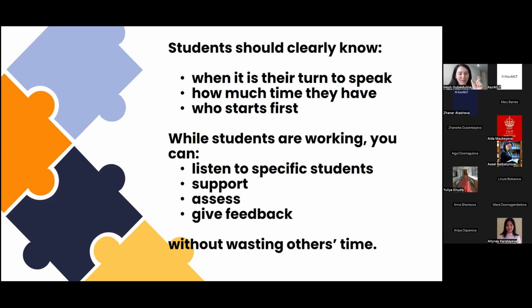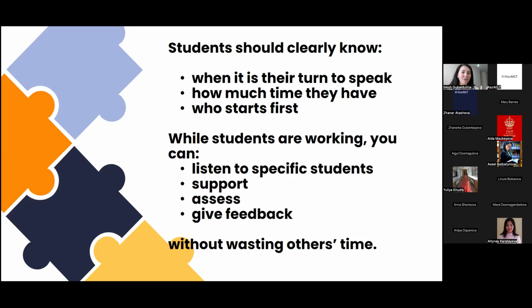It is a small detail, but it makes a huge difference. In this case, students are responsible to each other, not to the teacher. And when it's your turn, your partner will wait for your answer. So everyone has to speak.